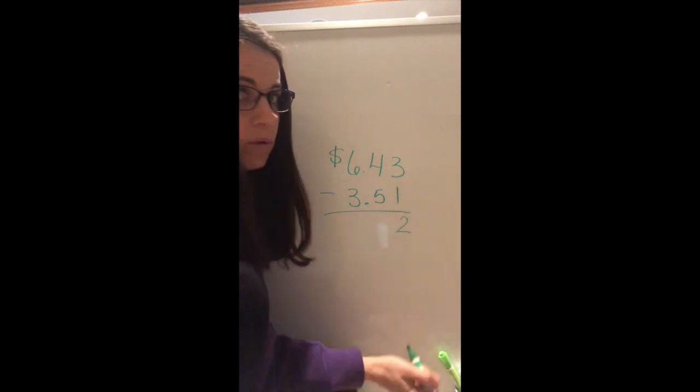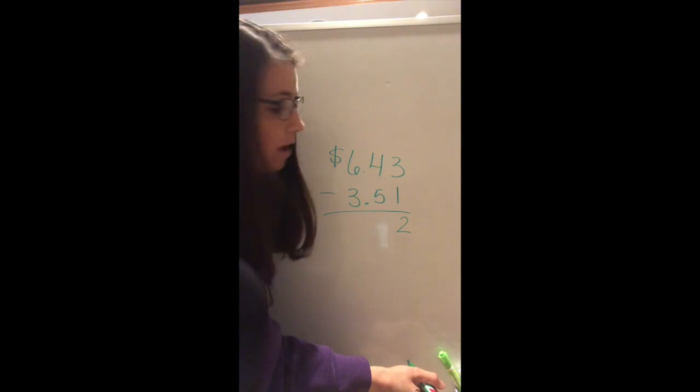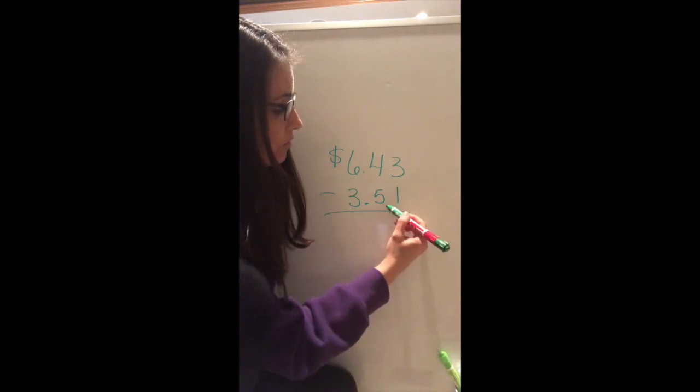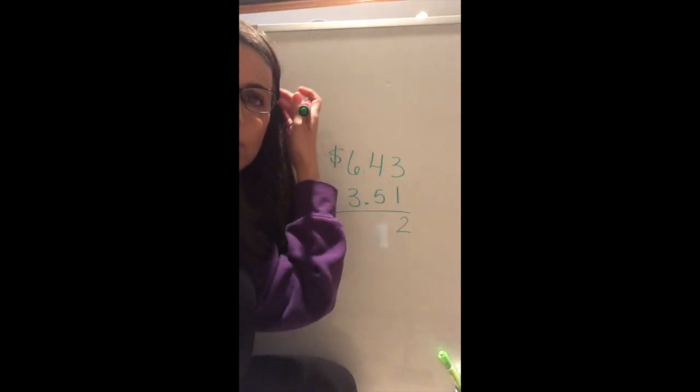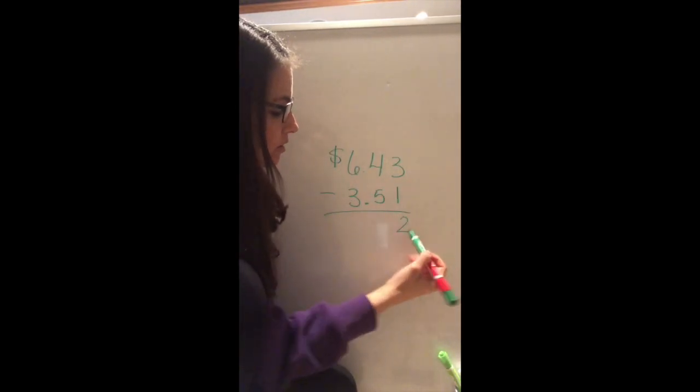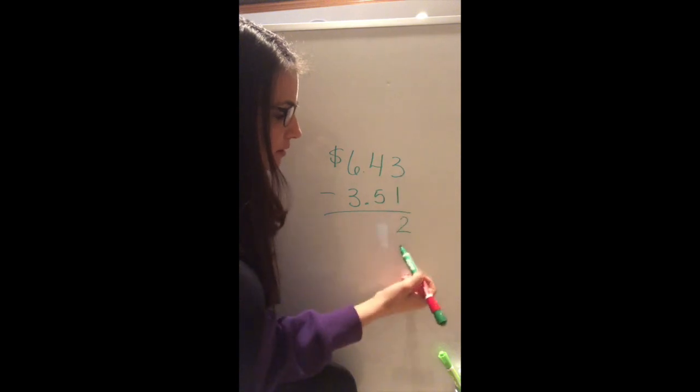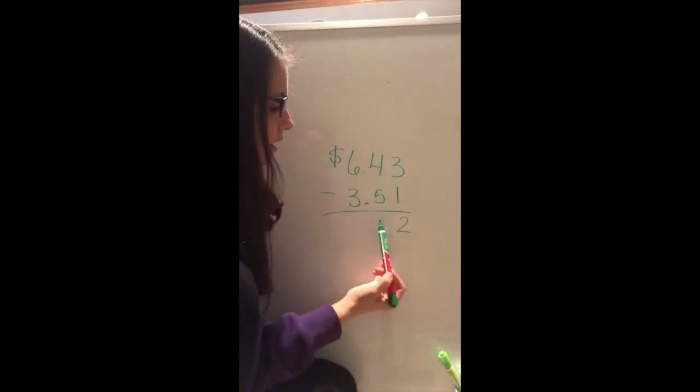We can say the rhyme. More on top, no need to stop. More on the floor, go next door, get 10 more. Number is the same, 0's the game. Well, in this one we had more on top, so there was no need to stop. We could go ahead and subtract. Let's go to the next column.